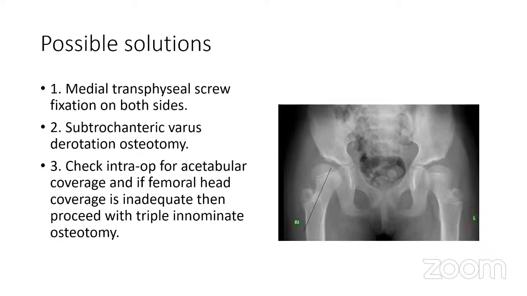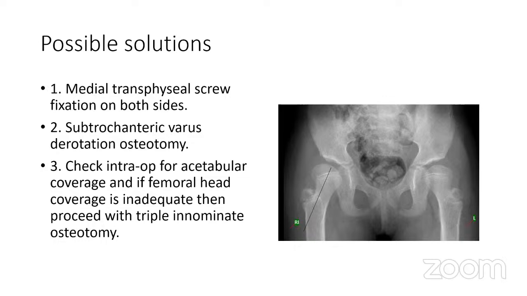And my solutions are, I would offer the child a medial transfascial screw fixation on both sides, and/or a subtrochanteric varus derotation osteotomy. And intra-op, I would check for acetabular coverage, especially on the right side. And if the femoral head coverage is inadequate on the right side, I would proceed with a triple innominate osteotomy on the right side.